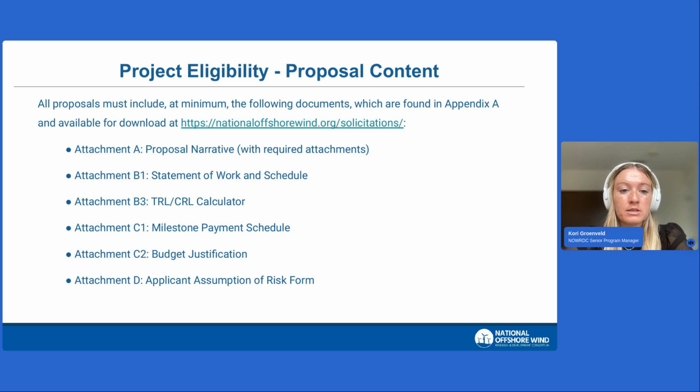Attachment C1 is the milestone payment schedule, where you list out milestones and the payments corresponding to those milestones, as well as the schedule for those milestones. Attachment C2 is a complete budget justification with line items for each item of the project. And then attachment D is the applicant assumption of risk form.